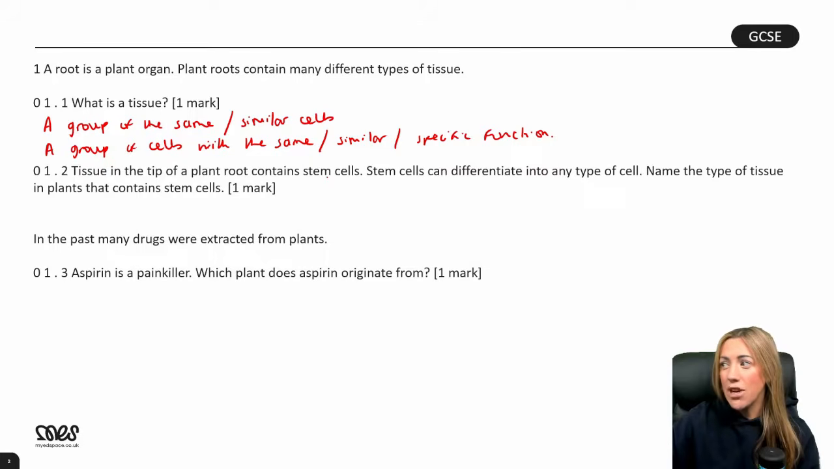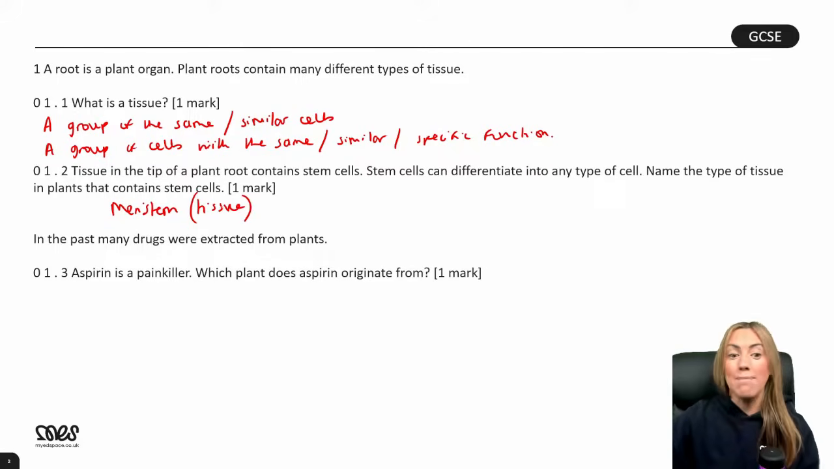Tissue in the tip of a plant root contains stem cells. Stem cells can differentiate into any type of cell. Name the type of tissue in plants that contains stem cells. The answer they're looking for is meristem or meristem tissue. So meristem tissue in plants contains stem cells that can differentiate or specialize into any type of cell. So that's just an easy 1 marker.